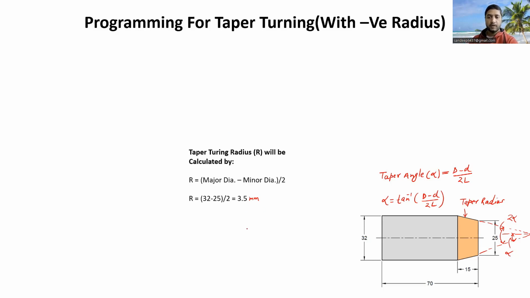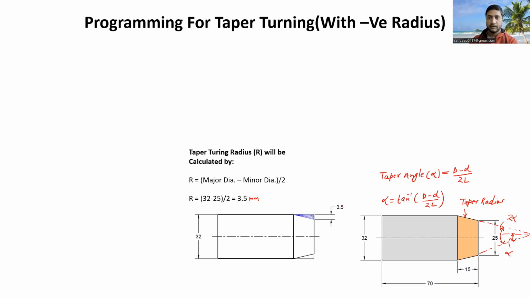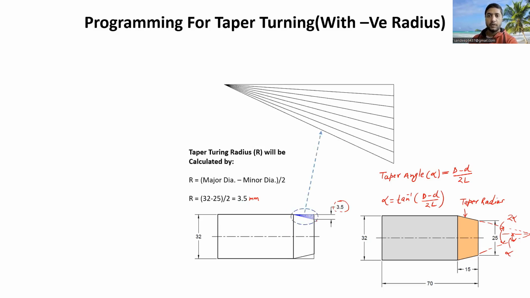So once we have this taper radius, let us say this is the taper radius which we have calculated. Now it depends upon us that how many moves we are taking to remove this much taper radius from the workpiece. Let me zoom this for you in order to understand this concept. So let us say these are the different moves which we are taking to remove the material from the workpiece. And the depth of cut which we are taking here is 0.5. So from here to here, it is 0.5.